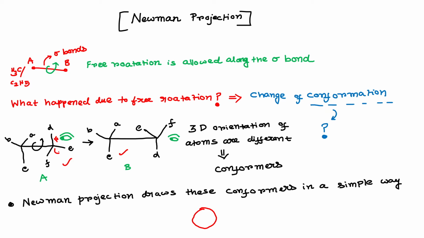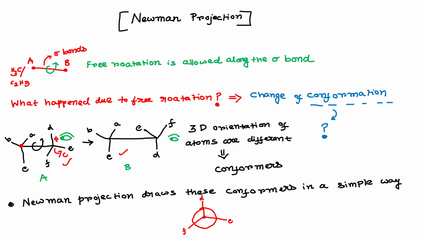So you can see that this carbon atom is in our front side, and this carbon atom is in our back side. So the front side carbon atom will be drawn like this. So this is the D group, this is F, and this is E. So this is our front side carbon.